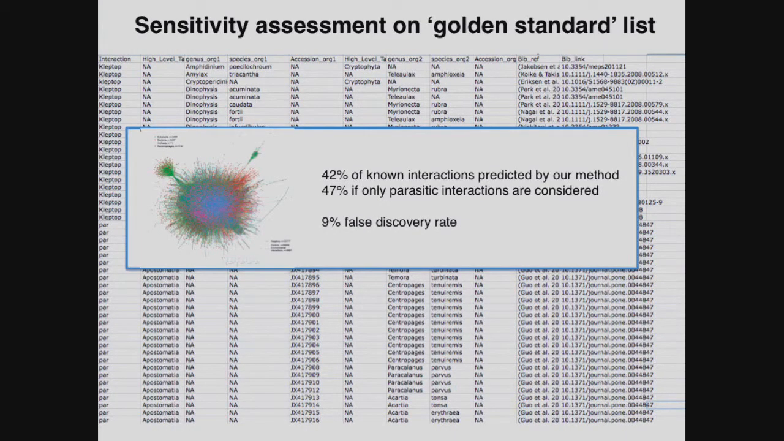Another big issue in all of this is it's easy to predict 90,000 associations, to have a hairball of 90,000 organisms. But how do you know whether what you're predicting is actually true? How do you know whether your method is good?